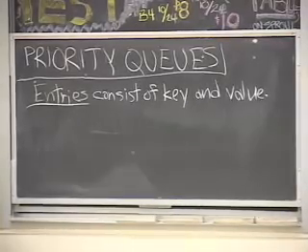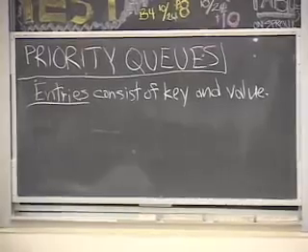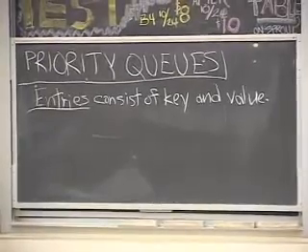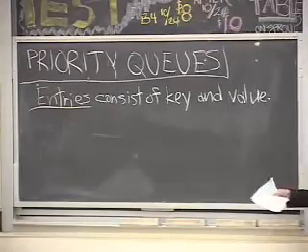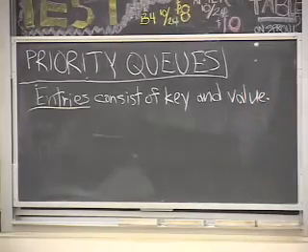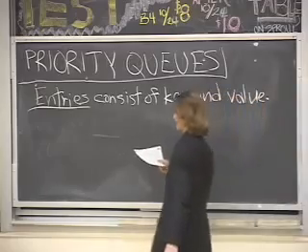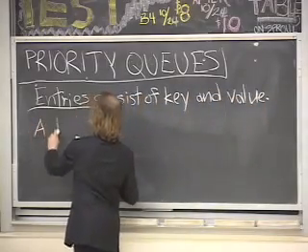However, a dictionary is used when you want to be able to look up a particular key. A priority queue is used for something completely different, when you want to prioritize entries. And so each key is going to have either a numerical value or some other value that you can order, like alphabetically or numerically or whatever. And so there's a total order defined on the keys.